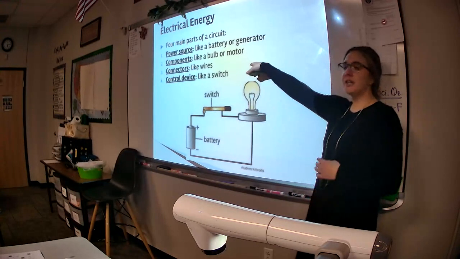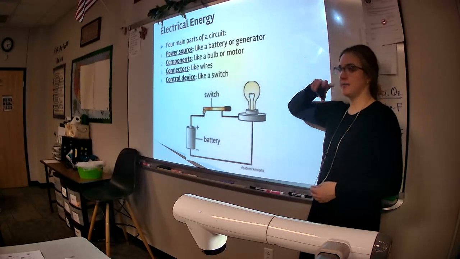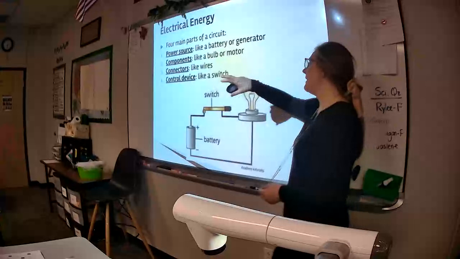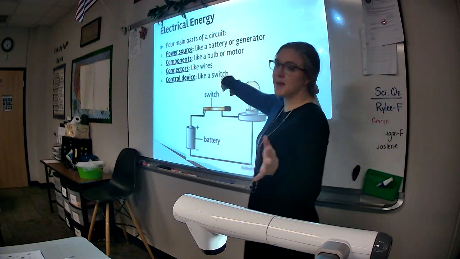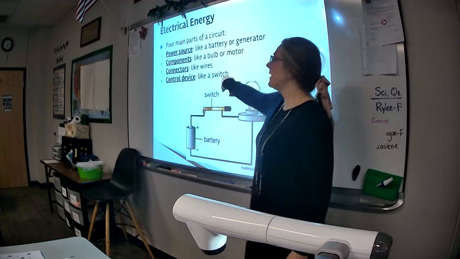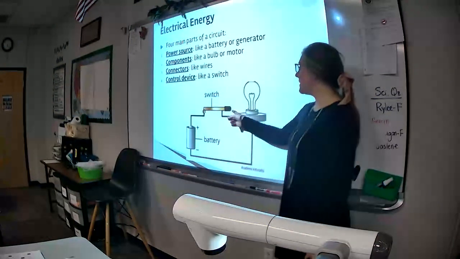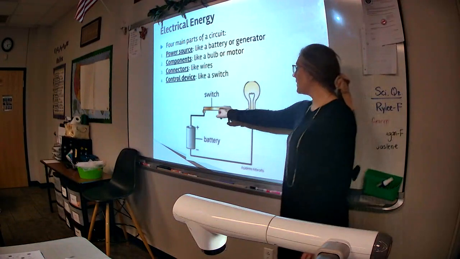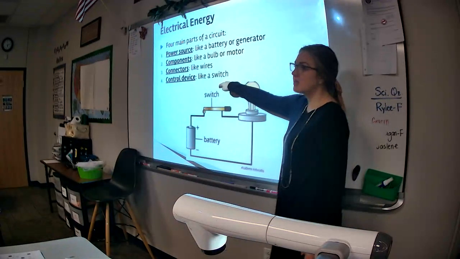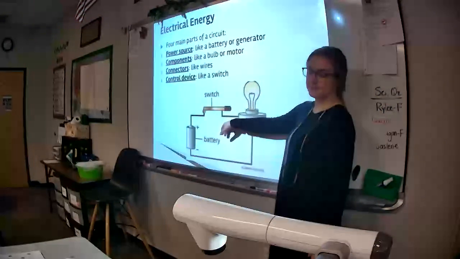Third part of your circuit is connectors. These are most always some kind of wire. And then sometimes, not all the time, this is the one thing that you could maybe have, maybe not, but this would be a control device, usually a switch. Now, that could be a switch that you flip on and off, like a light switch. Could be a switch that you open and disconnect, or close to connect. See what I'm saying?